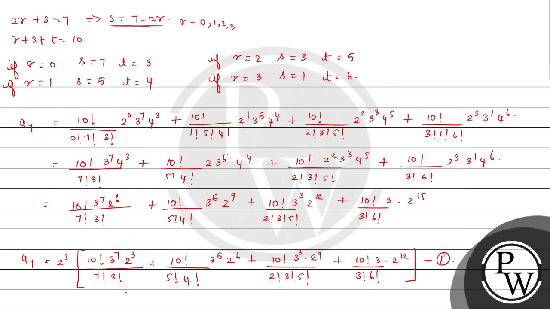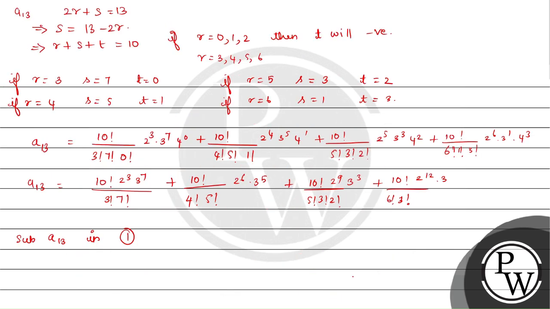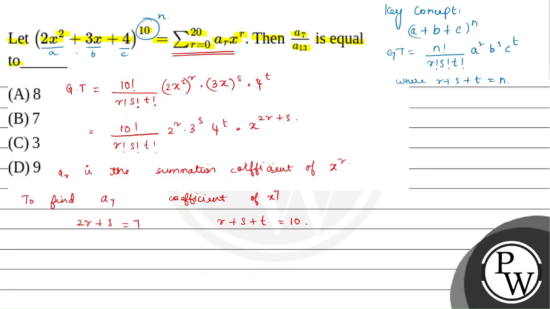From here, if we see, this is the value of A13. So we can write A7 is equal to 2 cube into A13. So A7 by A13 is equal to 2 cube, which is equal to 8. This is the final answer. Now let us check the option. From the options, we can say that option A is correct.